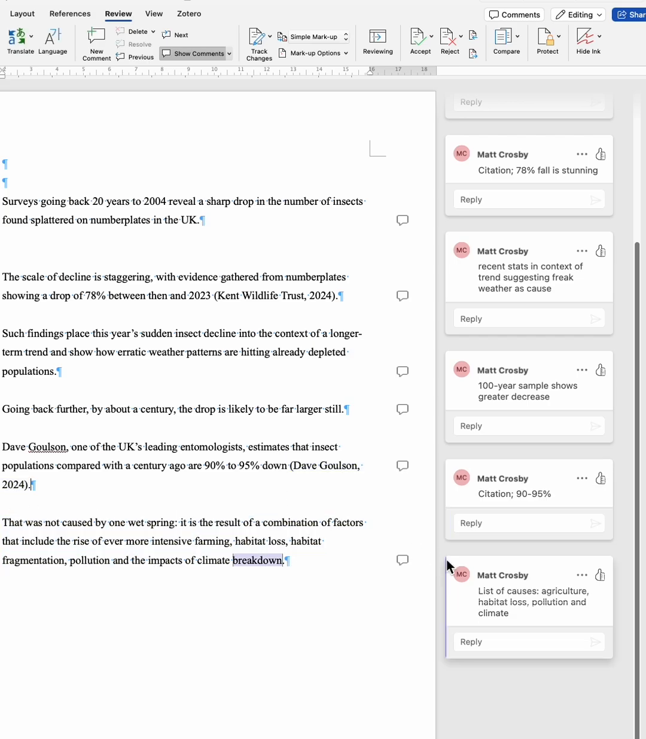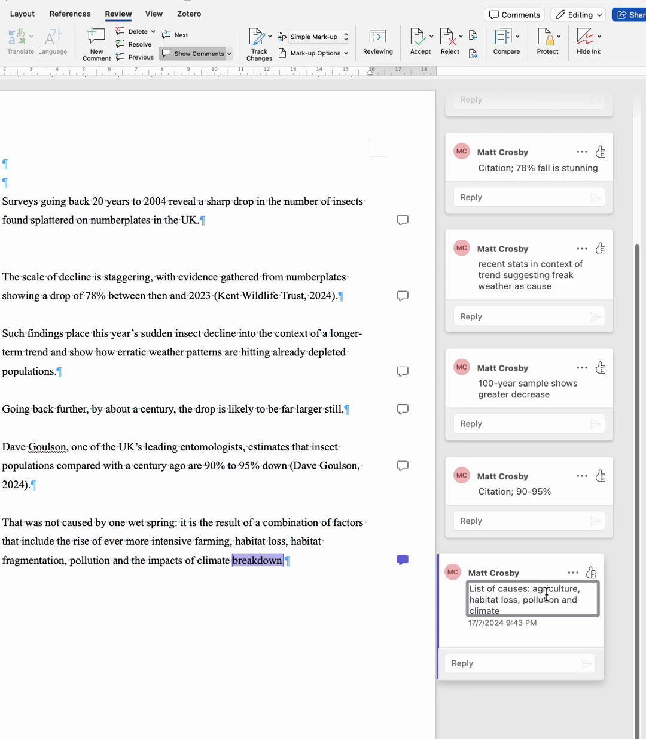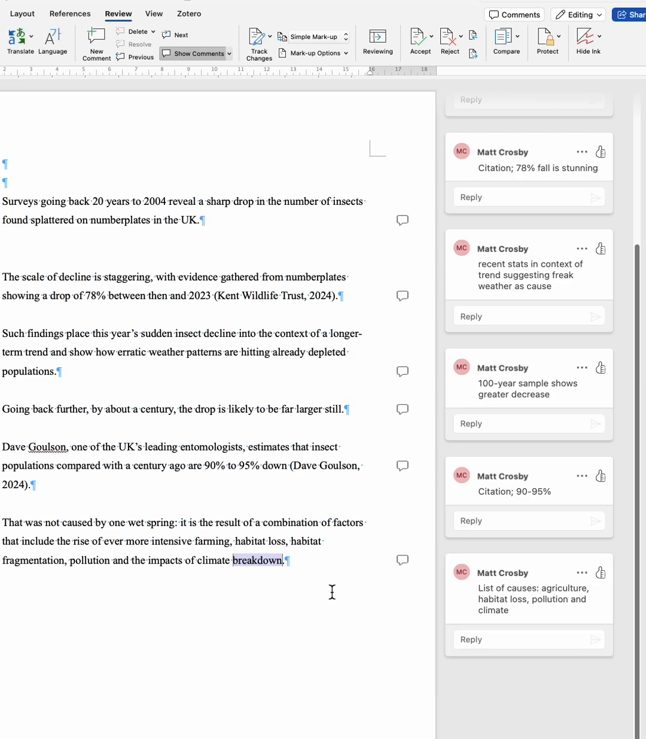That was not caused by one wet spring. That's, again, newspaper speak. It's kind of poetic, saying it's not caused just by the events within one season in a year. It's the result of long-term effects. And the factors they're talking about, there's a list of them: agriculture, habitat loss, pollution, and climate. And I've cut out quite a bit of detail there.